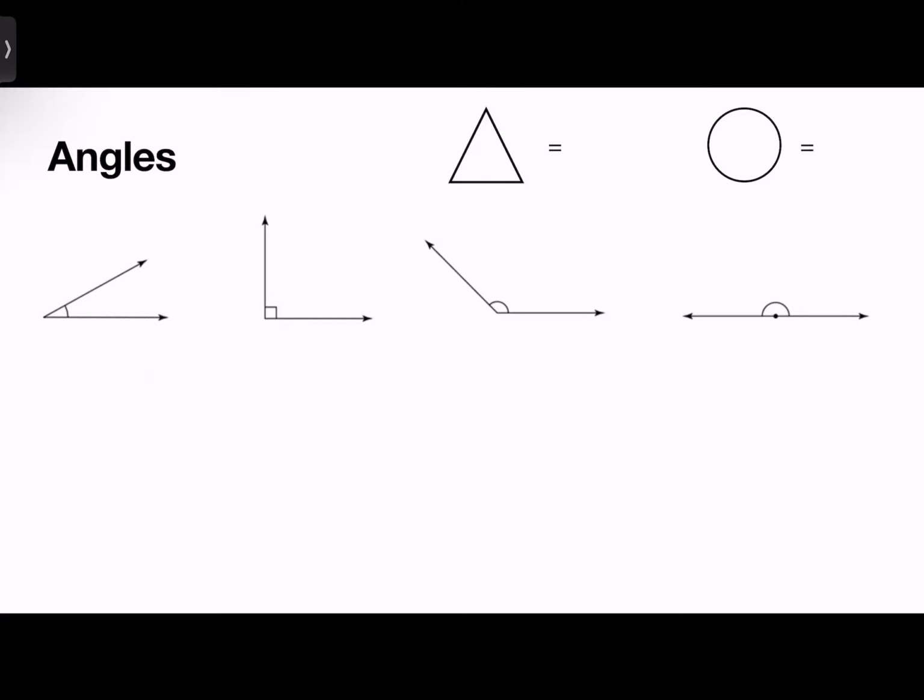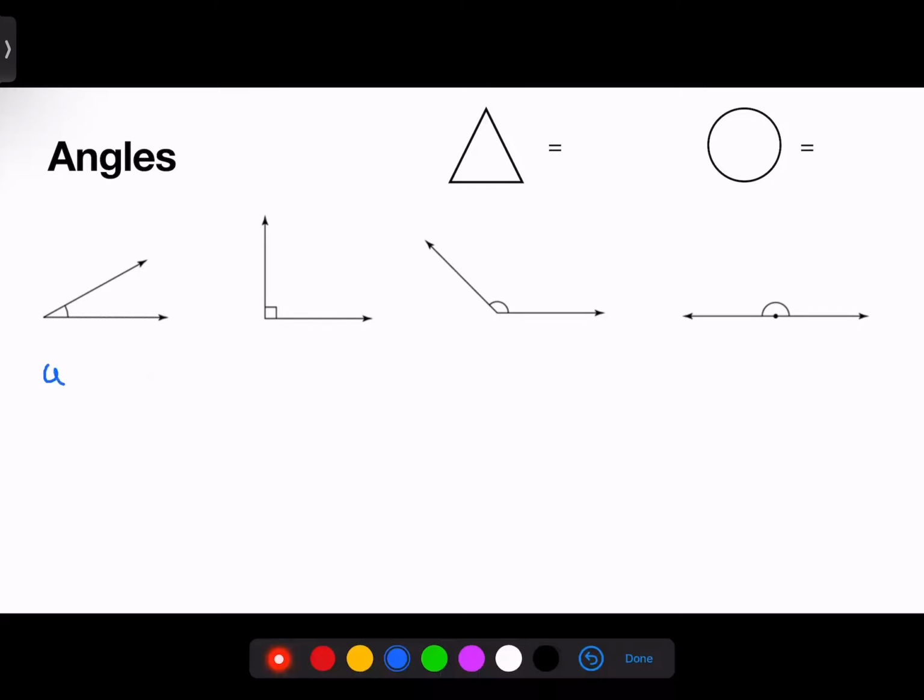The first is an acute angle. They measure between 0 and 90 degrees. You can remember this name by the word cute, as this is the littlest angle and little things are cute.